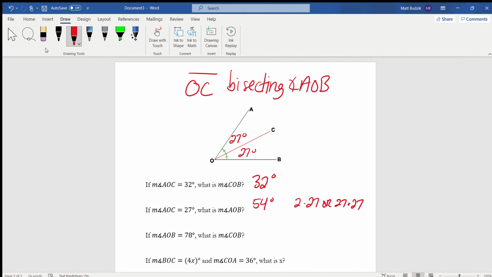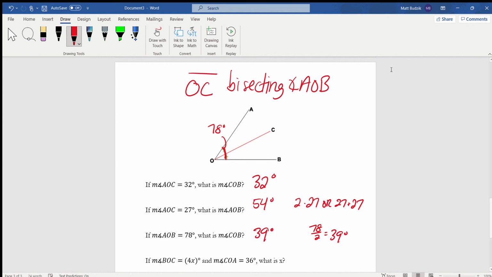Next one. If AOB is 78 degrees, AOB is that entire angle. Since they are congruent, we know that the measure has to be split directly in half. So 78 divided by 2 gets me 39. That means that both COB and AOC measure 39 degrees.